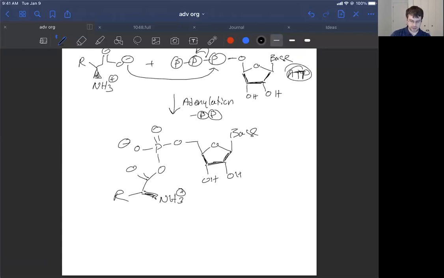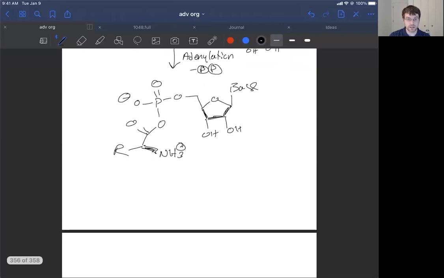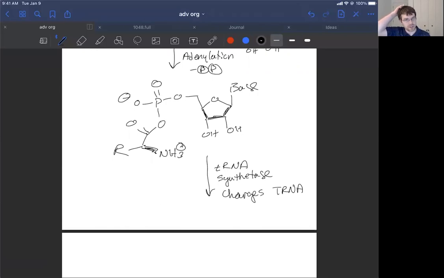goodness, that's sloppy. After reacting this with ATP, we can then engage the tRNA synthetase, which will charge the tRNA. The tRNA, the transfer RNA, is what interacts with the messenger RNA in the ribosome to construct the growing protein chain in our polypeptide. And so what we're going to do is charge our tRNA molecule.